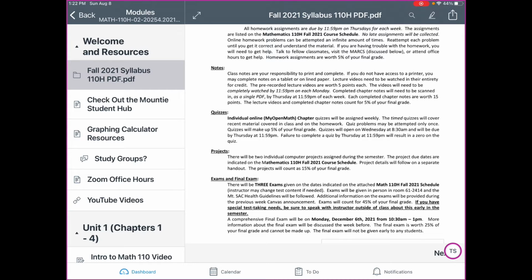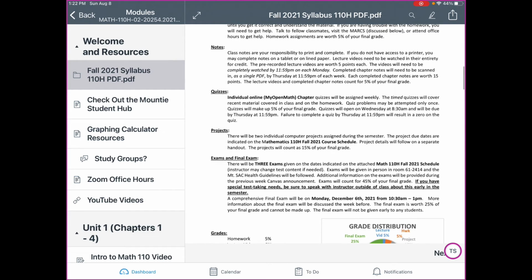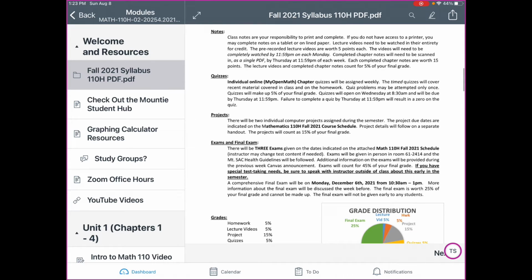We don't have much time to discuss homework since we do not meet in a class setting. However, you have options. One is to reach out to fellow classmates. Another one is to visit our marks, which is also discussed below, or you can go to office hours to get help. Another way to get help is to email me your questions. Homework assignments are going to be worth 5% of your final grade.